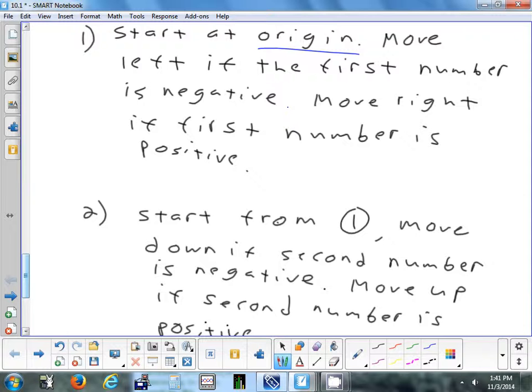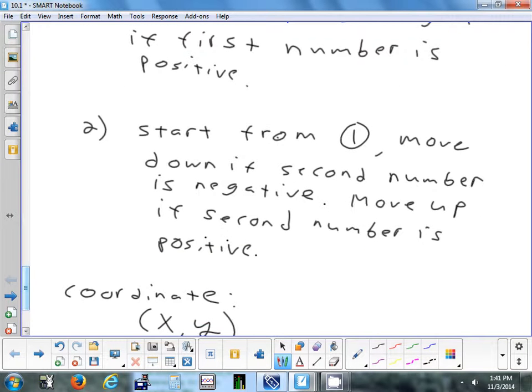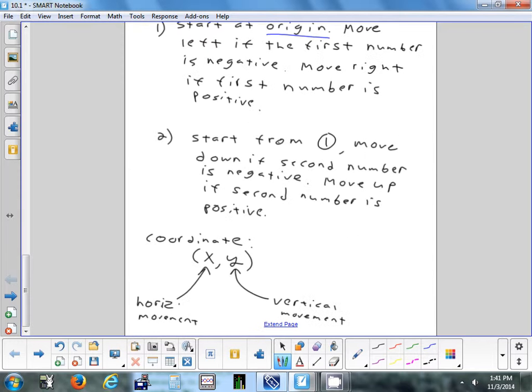Okay, so we'll practice graphing some points. Your coordinate is always written like this. We talked about it a little bit earlier. It's x, y. The x tells you which way to move horizontally, and the y tells you which way to move vertically. Okay. Any question on that?